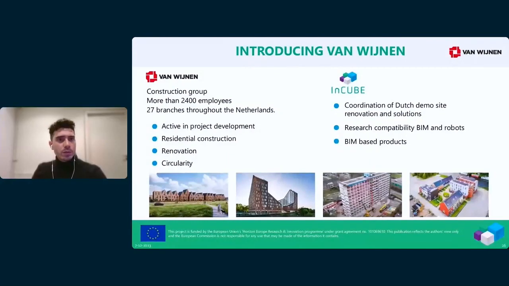First, I would like to present and give a little overview of our company. Wijnen is a construction group with more than 2,400 employees with 27 branches throughout the Netherlands. And we are active in project development, residential construction, renovation, and circularity. And within the InCUBE project, we do the coordination of the Dutch demo site in Groningen. We are also doing some research about the compatibility with BIM and robots and BIM-based products.